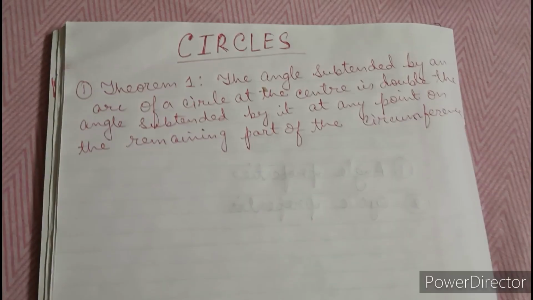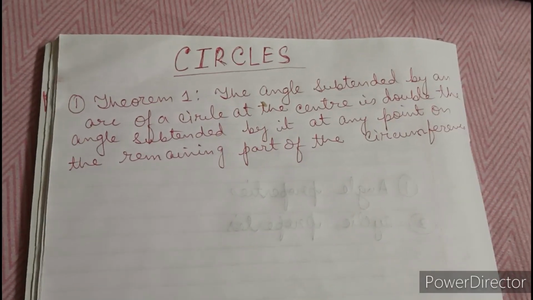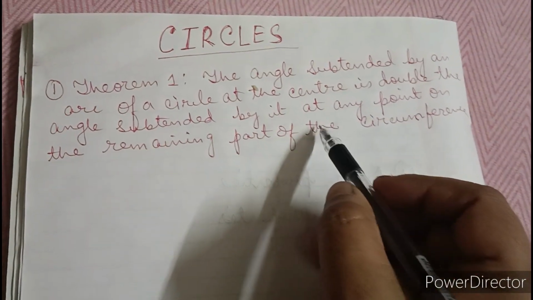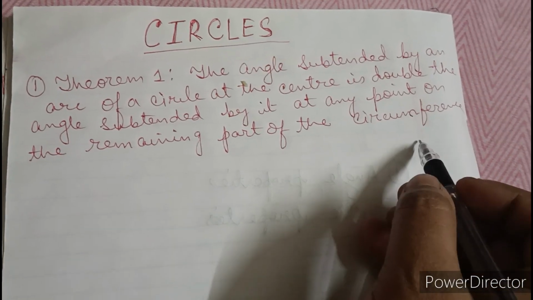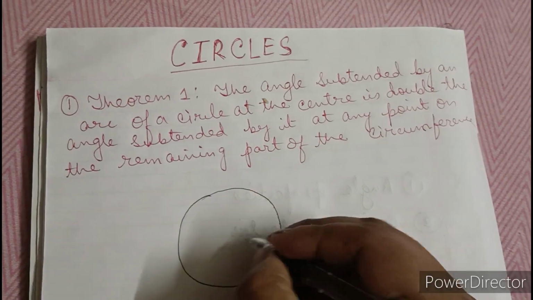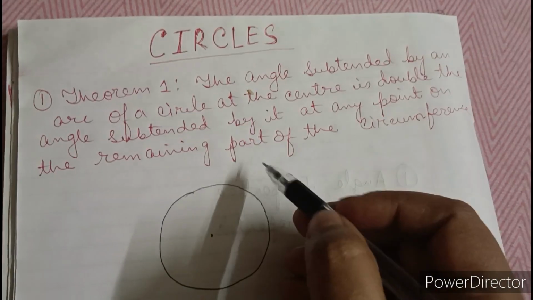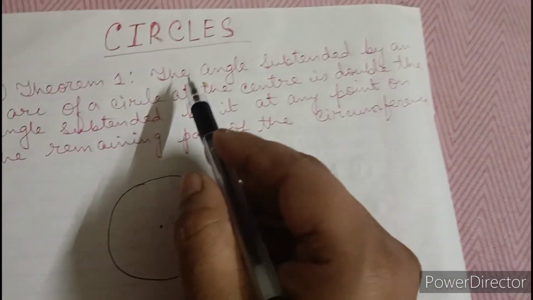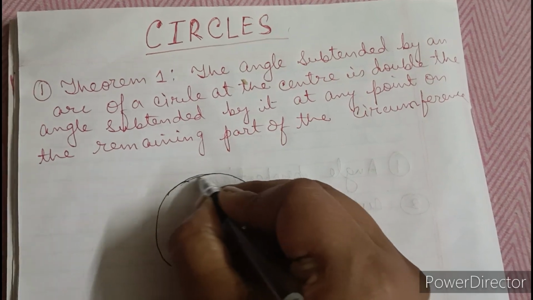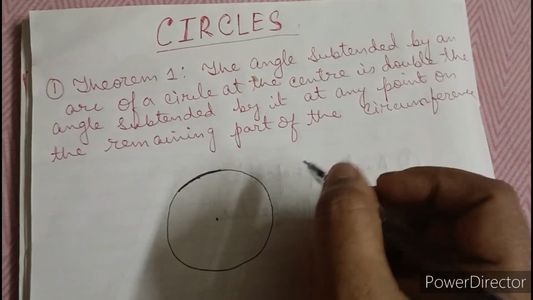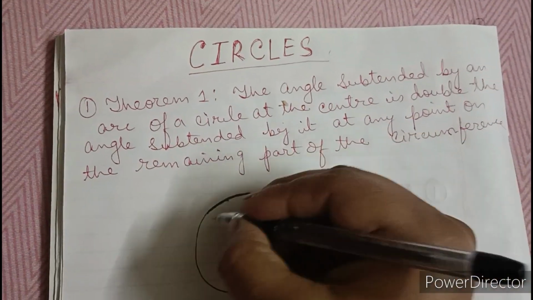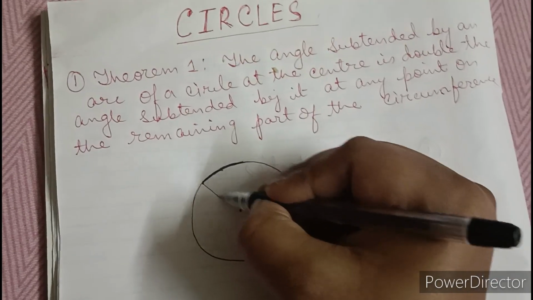Angle properties, first theorem: the angle subtended by an arc of a circle at the center is double the angle subtended by it at any point on the remaining part of the circumference. What does that mean? I'm drawing one circle. Suppose this is the center. So what the theorem says, just see the angle subtended by an arc. If this is the circle, consider this part as the arc of the circle. So the angle subtended by an arc of the circle at the center, this arc will make this angle at the center.